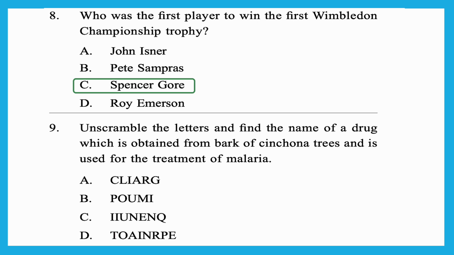Question 9. Unscramble the letters and find the name of a drug which is obtained from bark of cinchona trees and is used for the treatment of malaria. A will give us garlic, B opium, C quinine and D atropine. The right answer here is option C because quinine is used for the treatment of malaria.